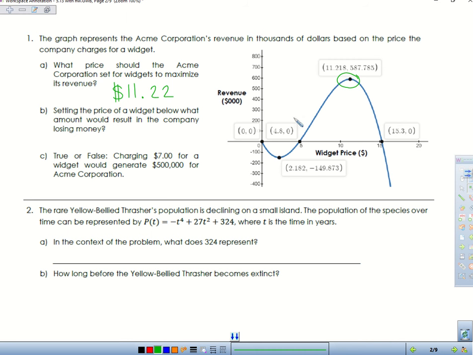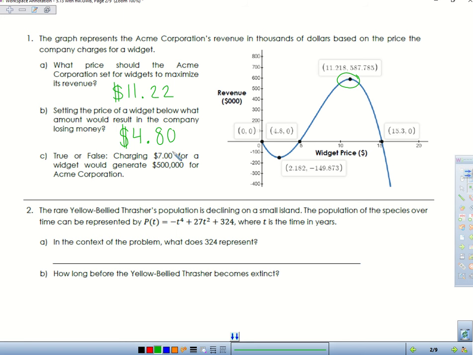So setting the price of a widget below what amount would result in the company losing money? If you sell them for $4.80, right? Does that make sense why that is?